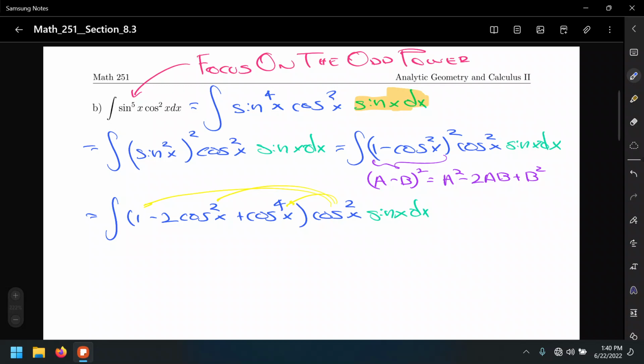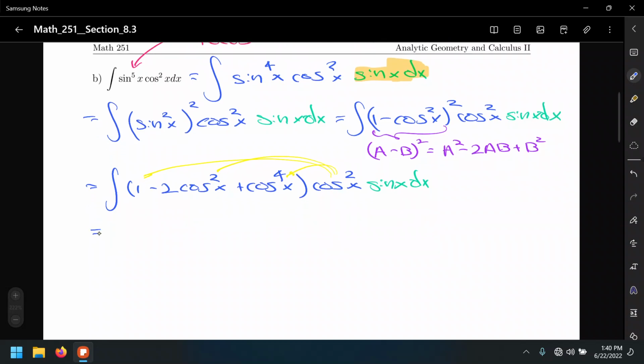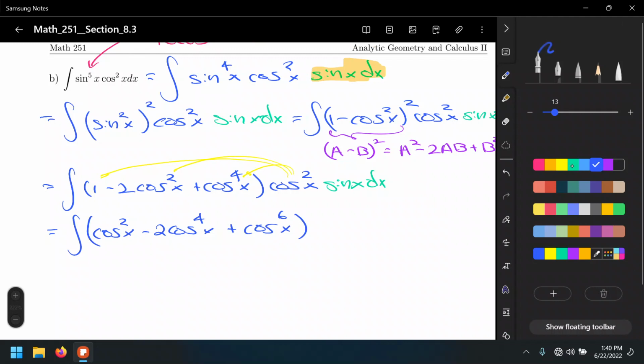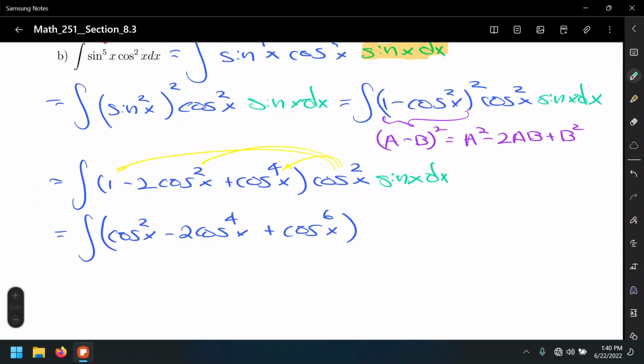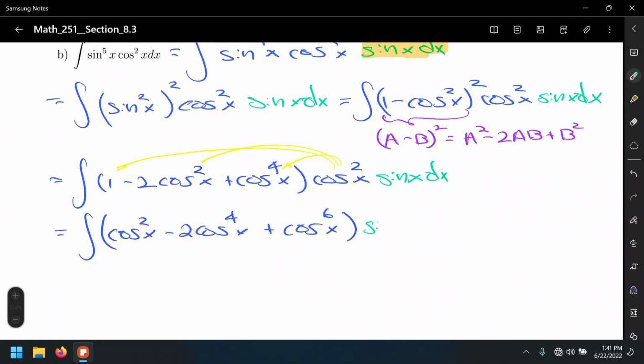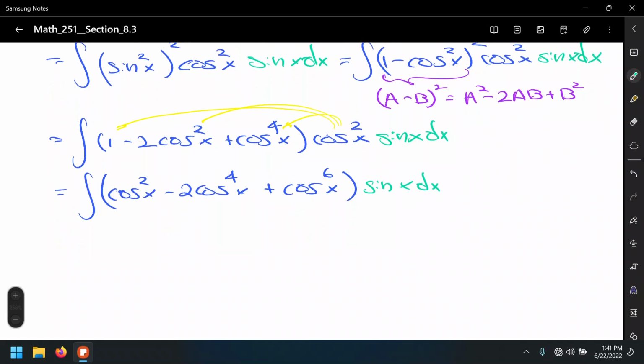And then, so that's going to lead to the following result. That's the integral of cosine squared minus 2 cosine to the 4th plus cosine to the 6th, and that times sine x dx. And well, from here we can set up the du part.